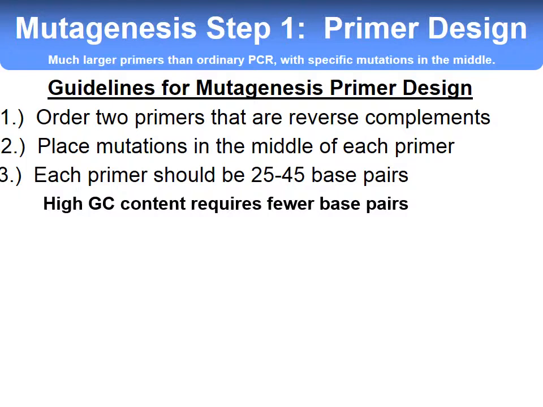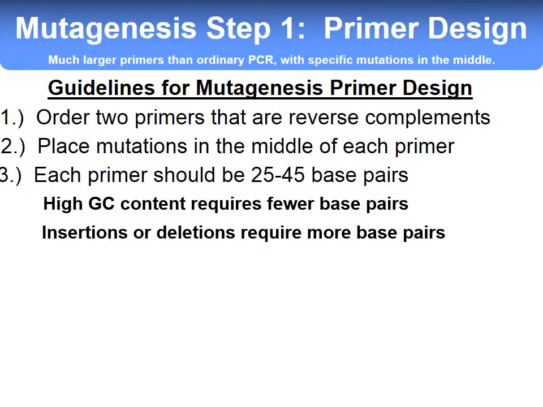Now that's a pretty big range, so how do you decide where you need to be within that range? Well, if you have a high GC content in your primer or your gene, then you can use fewer base pairs. Remember, GCs have more hydrogen bonds, so they anneal stronger than A's and T's would. So if you have lots of G's and C's, go ahead and use 25 base pairs. If you have A's and T's, you're probably going to end up closer to 45.